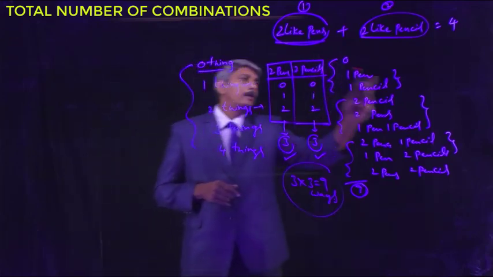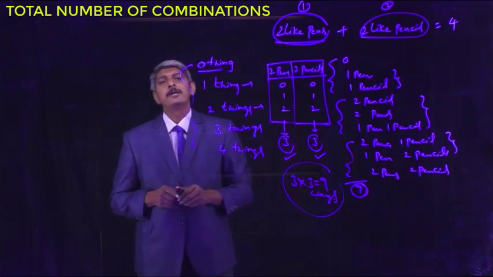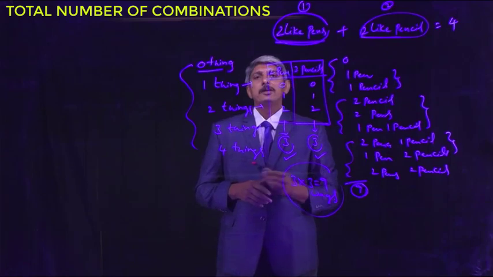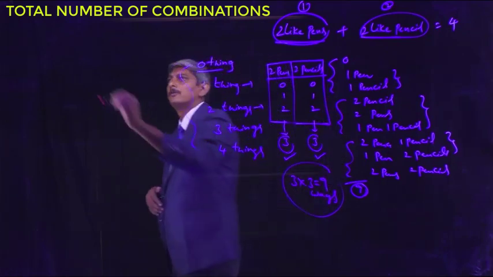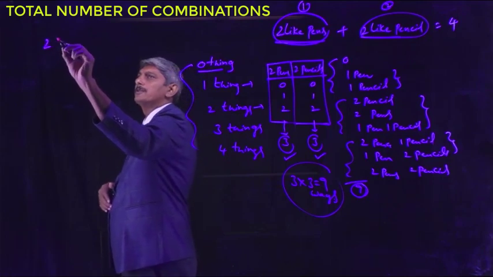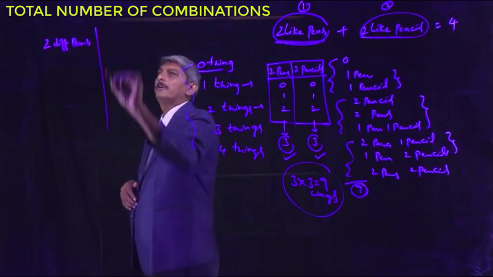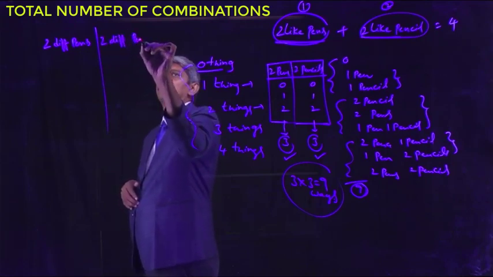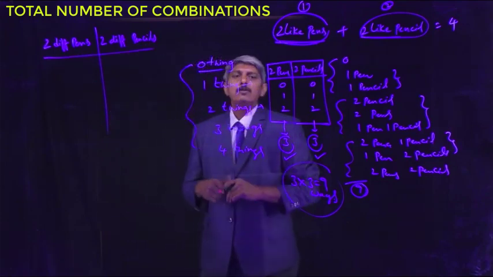Without writing all these cases, we get the value 9. So what about two like pencils and two like pens? Now the same question, but with two different pencils and two different pens. Okay, now what are the cases?